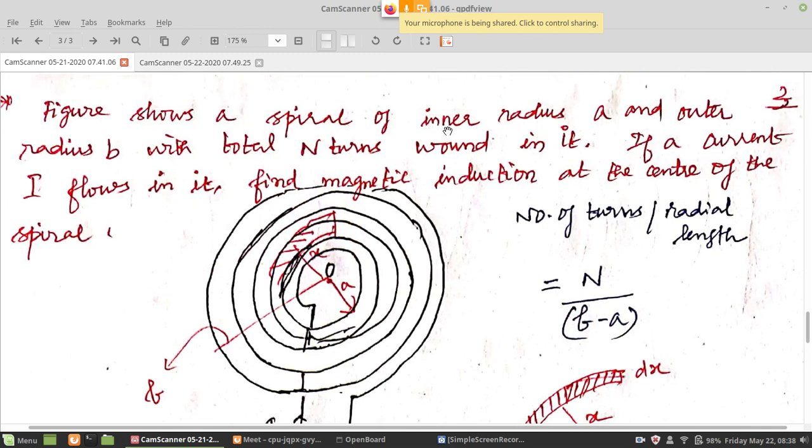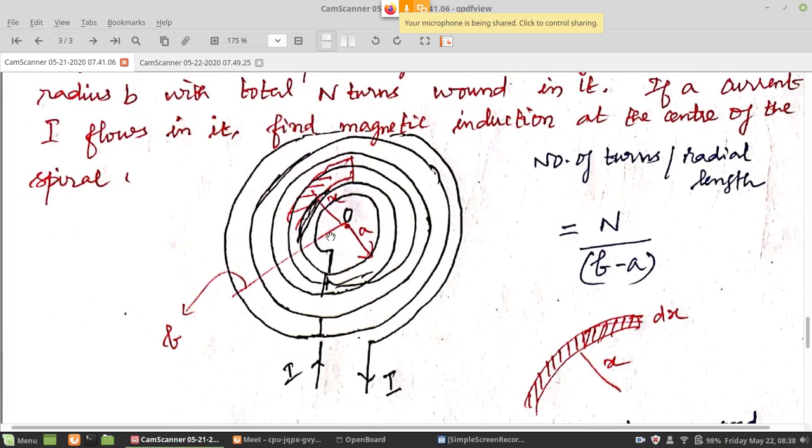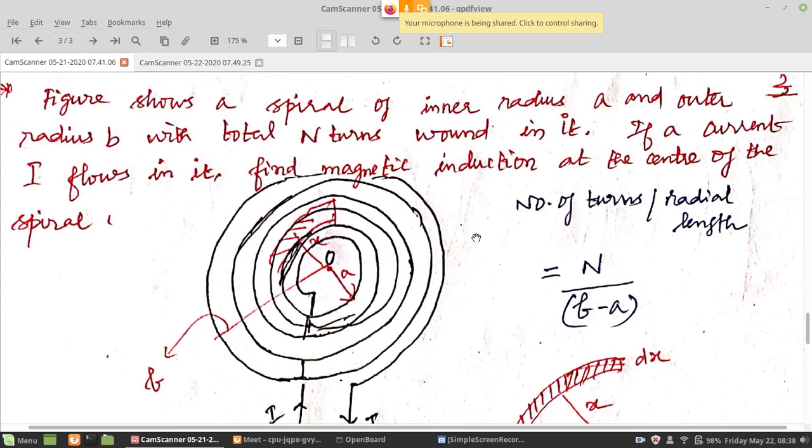Figure shows a spiral of inner radius a and outer radius b. Inner radius అంటే innermost loopకి ఎంత రేడియస్ ఉంది, అది a, small a. And then outer radius b, outermost last circleకి ఎంత రేడియస్ ఉంది, అది b. Current is a single current that is flowing through all the loops. So if a current of I flows in it, what is the magnetic induction at the center of the spiral? O point lo what is the magnetic induction?